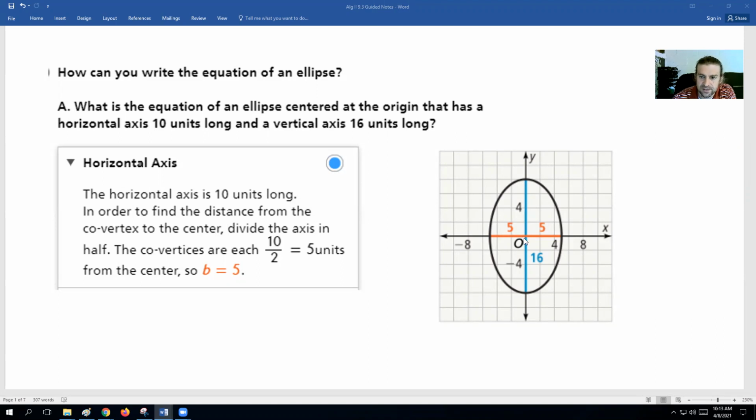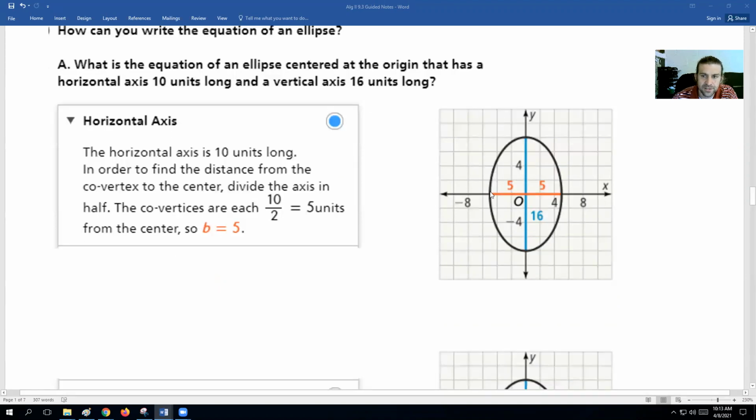This one's really nice because the center is located smack dab in the middle of the origin, 0, 0. Those are going to be our h and our k, the number subtracted from the x and the number subtracted from the y. Then we're going to look at each axis, the horizontal axis and the vertical axis.